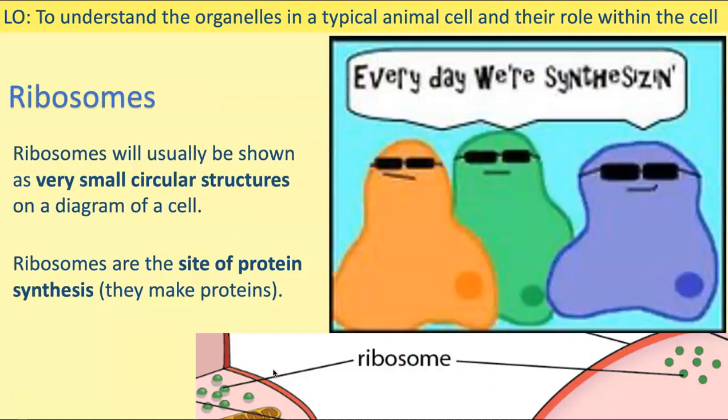Ribosomes will usually be shown as very small circular structures on the diagram of the cell. So again, this is the diagram from the start of the video, and we've got really small, compared to all the other organelles, really small circular structures. Ribosomes are the site of protein synthesis, so they make proteins.